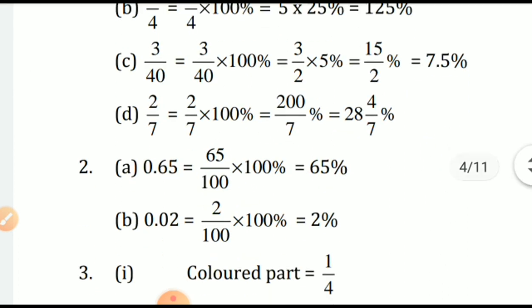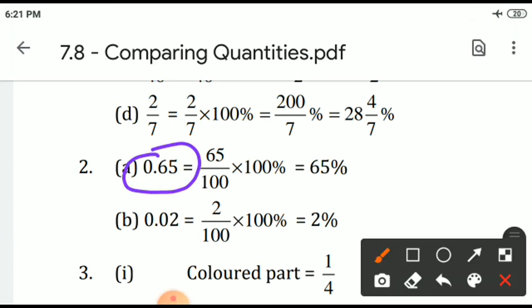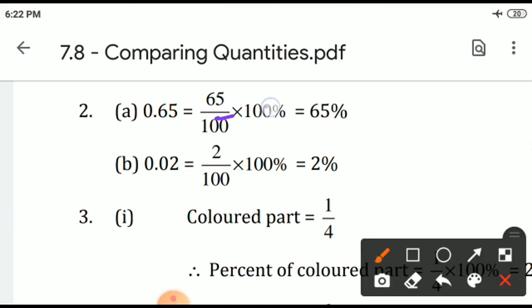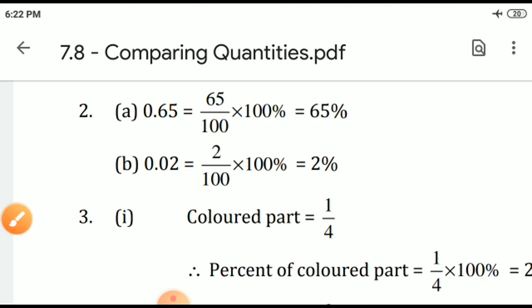Look at answer number 2A. 0.65, that means 65 upon 100. Just count how many numbers there are after the decimal point. 2 numbers means 100. If 3 numbers, then 1000. 1 number, then 10. And multiply by 100. The 100 will cut and you will find 65 into 1 will give you 65%. Yes, correct. Now B. B means 0.02 is equal to 2 upon 100 multiplied by 100. 100 will cut. That means 2%.